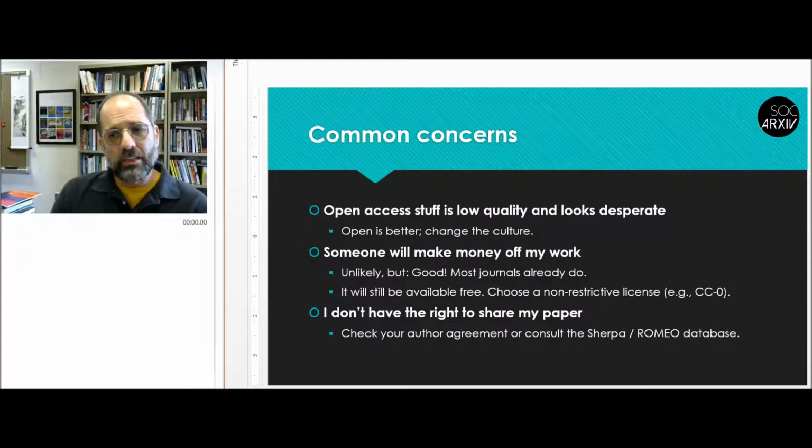There's an additional set of concerns which may be somewhat less common but still arise to discuss. Open access is basically low quality. It's for people who can't publish in real journals. It looks kind of desperate. And there is a lot of junk open access out there in the world, and there's nothing we can do about that at the moment.